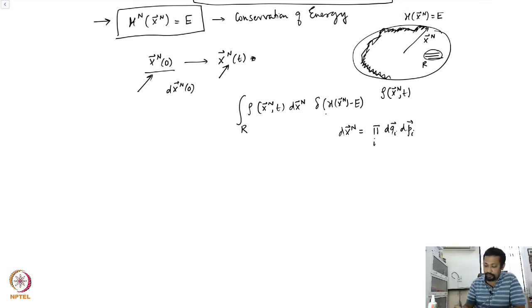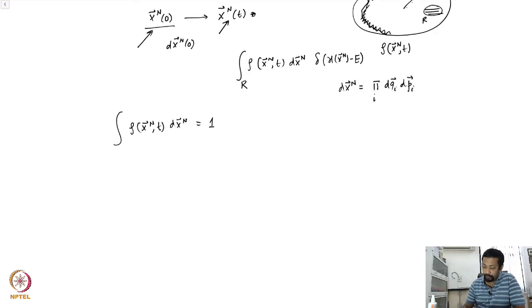Nevertheless, we will see that we can circumvent this delta function only in the thermodynamic limit, but that we will do later on. So of course, rho of xn comma t dxn, if you allow all values of energy from 0 up to E, then this is going to be normalized, this is going to be 1. And as we said, the probability of finding the system in a region is the integral of rho of xn comma t dxn.